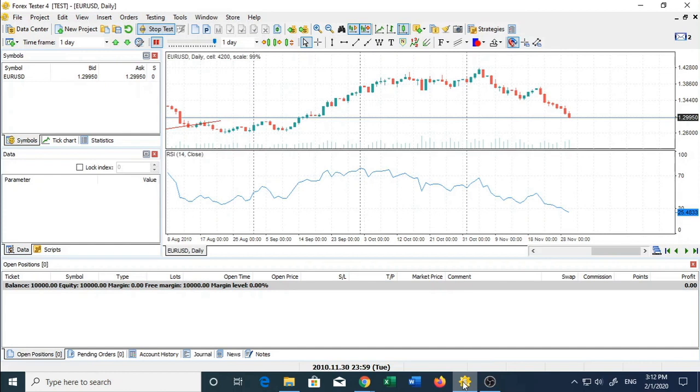And I have here the Forex Tester 4 application, and what you can see on the screen is the Euro-Dollar daily chart, and I have inserted the RSI indicator right down below.